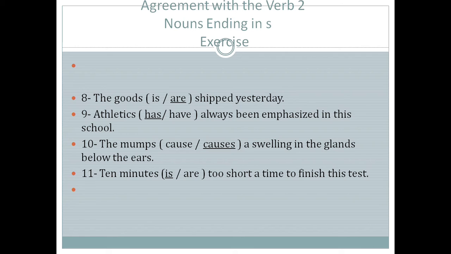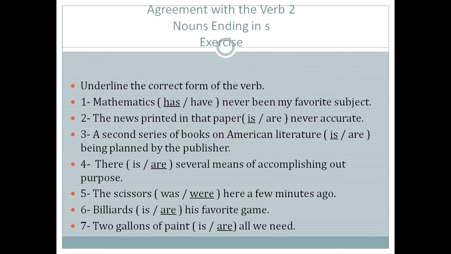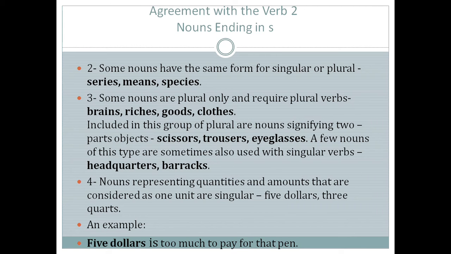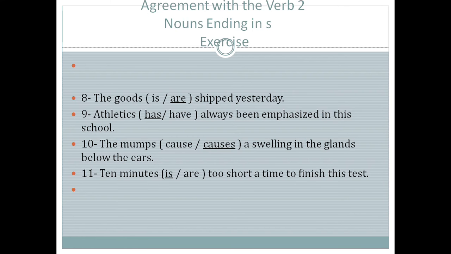Number 11, 10 minutes. 10 minutes is too short a time to finish this test. So 10 minutes here is referred to as a unit, so it takes a singular verb. Like $5 is too expensive here. $5 is too much to pay for that pen. So here nouns that represent quantities and amounts, considered as one unit, are singular. $5, 3/4, 10 minutes. So here we use a singular verb. So 10 minutes is too short a time to finish this test.